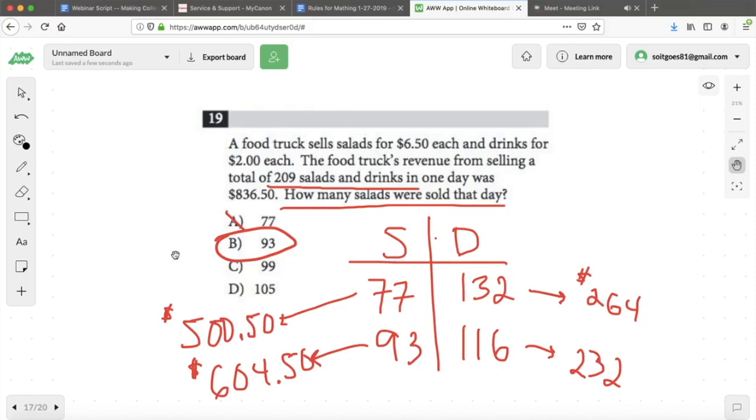Any questions about that? How much easier is that than setting up a system of equations? That's really easy. Are you guys starting to see how to approach this test? Right? Yes. Test the answer choices. Turn everything into arithmetic. Don't deal with variables if you don't have to. Deal with actual numbers. Make it concrete.